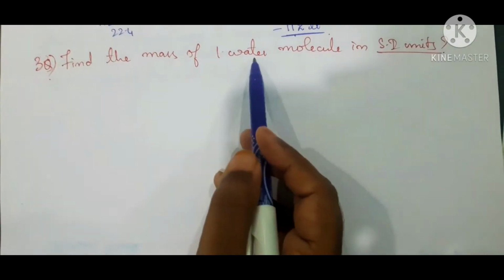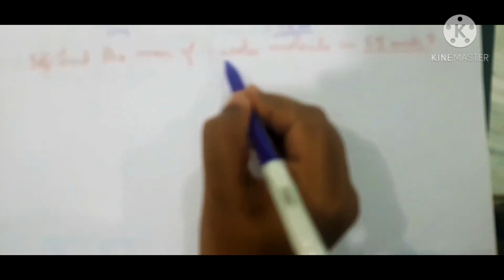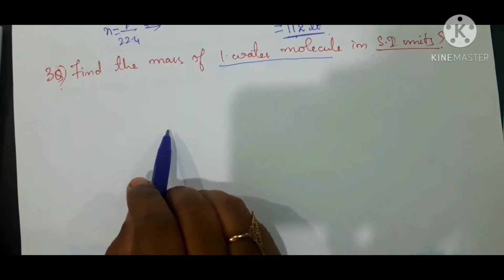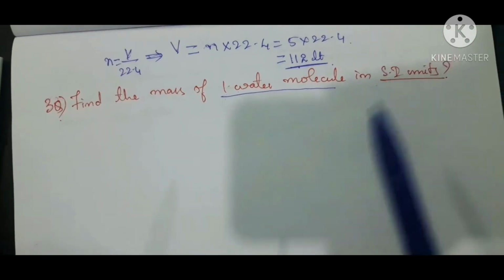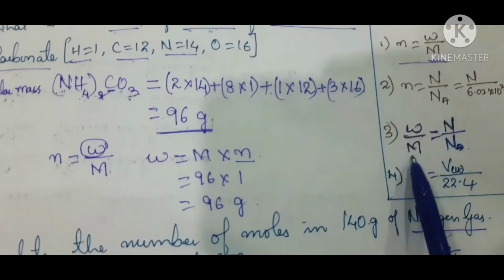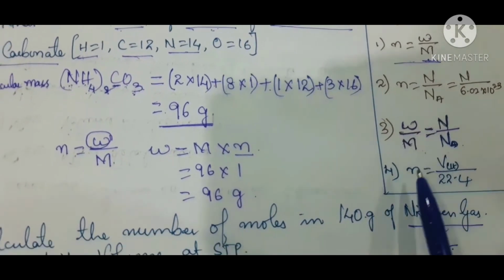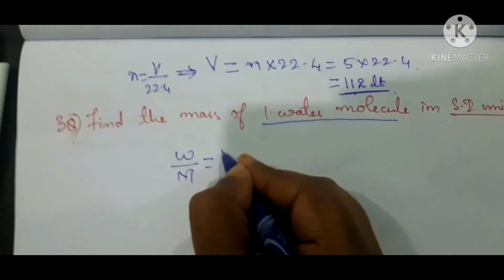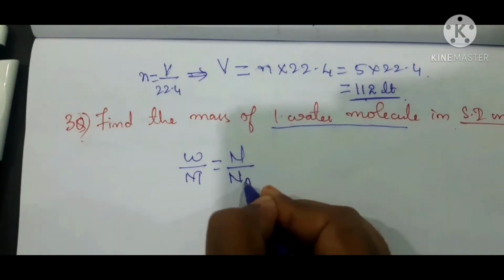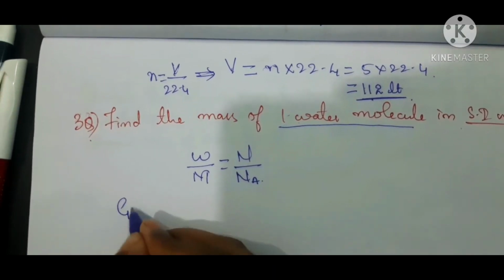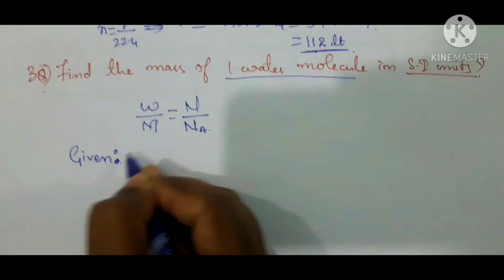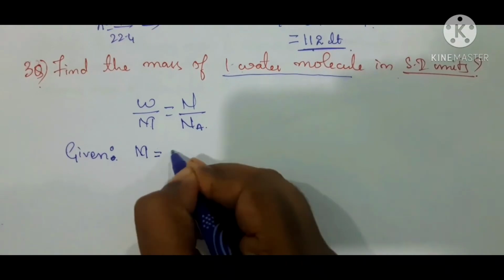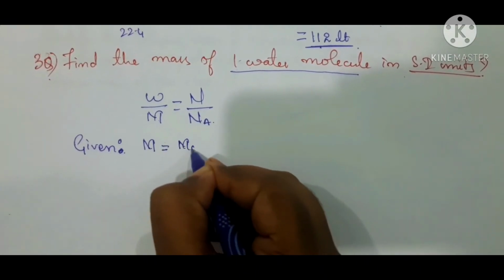Find the mass of one water molecule in SI unit. Observe the question, it is one water molecule. Here neither the number of moles nor any other unit is given. So we need to apply the third formula, in which we don't have the number of moles. Let me write this formula: W by M is equal to n by Avogadro number. We need to find the weight, and M is the molecular mass of water.